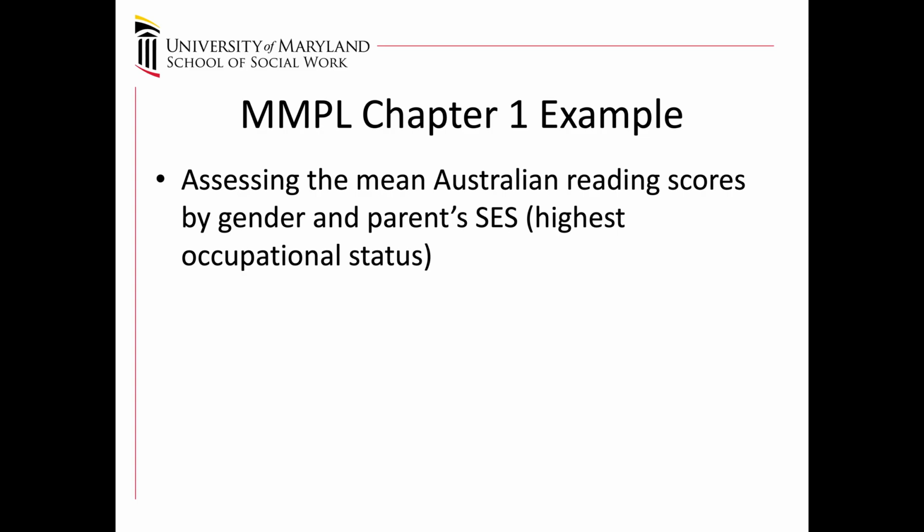The Australian example includes a dependent variable that's a transformed reading score. So it's just a z-score reading score. The nice thing about z-scores is that we know it has a mean of 0 and a standard deviation of 1. And then we're going to use gender and parents' SES to start with in order to understand it.